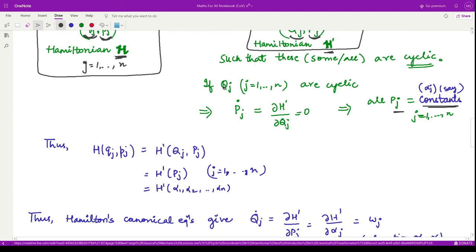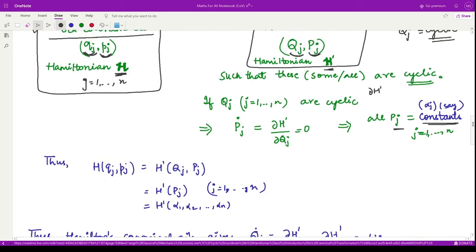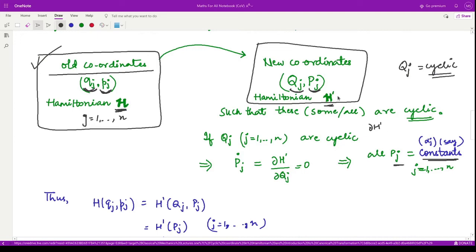Why? Because again, using the same relation, because qj are cyclic, that means del h dash. Why h dash? Because now we are in the newer coordinates and the Hamiltonian over here is h dash. So del h dash with respect to this qj is equivalent to 0 by the definition of a cyclic coordinate. And what is this quantity? This quantity is equivalent to pj dot. So pj dot over here is 0, that means all pj's are constants.